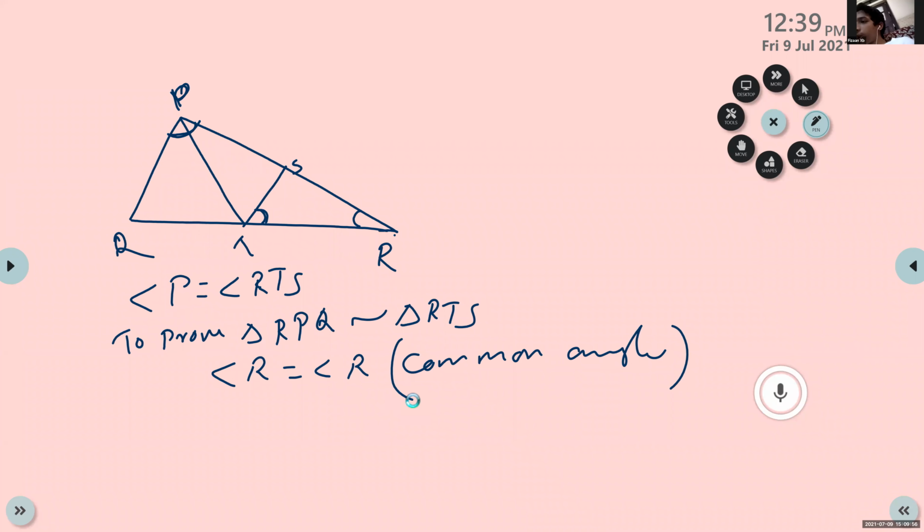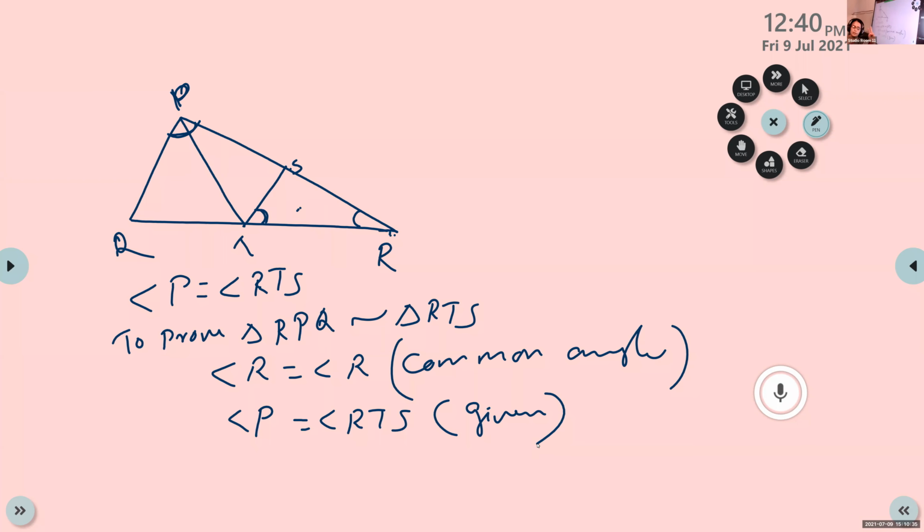Question: you have to prove these two triangles, RPQ and RTS, are similar. In the whole triangle, angle P, and in this small triangle, angle RTS, are equal. It is given, no. Two triangles are given. Angle R is equal, no? Angle R equal to angle R, common angle, and given that angle P equal to angle RTS.